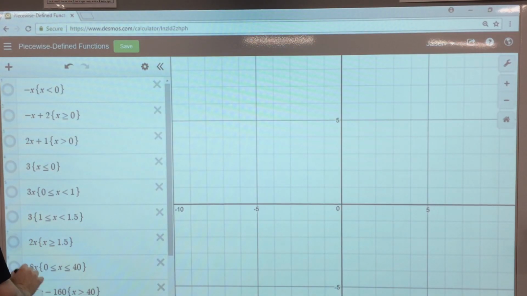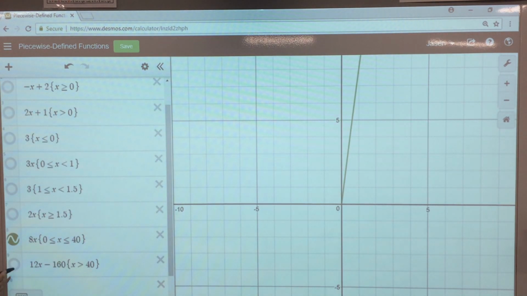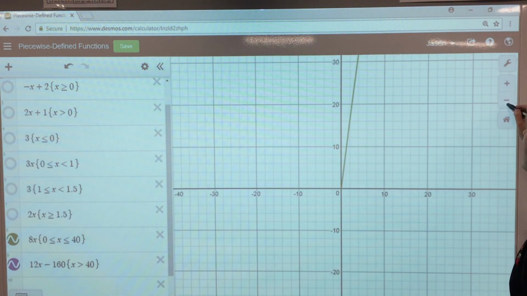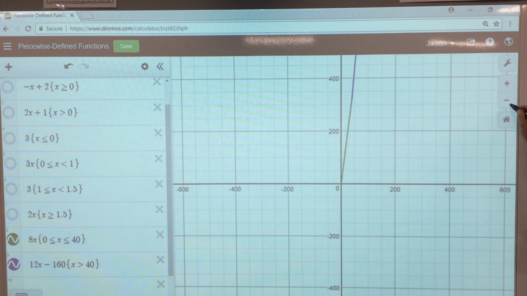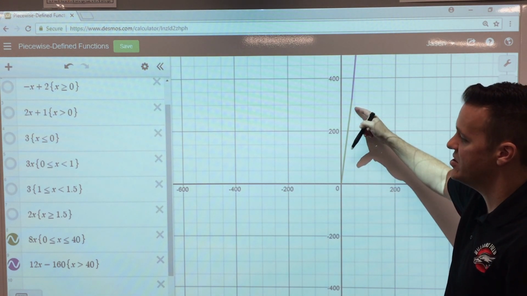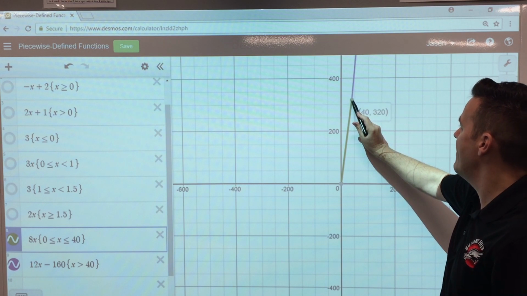So your functionality, if you were to graph it, would be 8x. Your restriction would be to 40. Then your next graph would be 12x minus 40. So I can't see that because I got to go out to 40. Got to go farther than that. So what you guys can see is my functionality starts to change. And it looks like on this graph, at 40 hours, Javon makes $320.